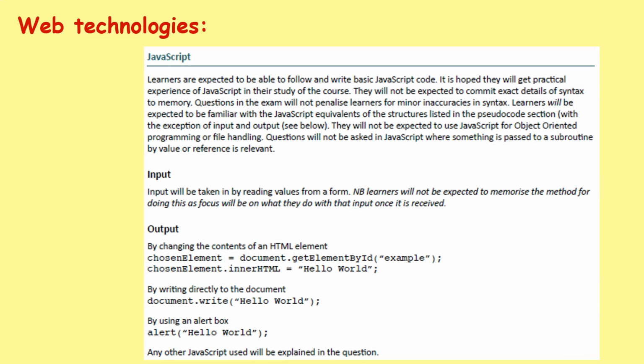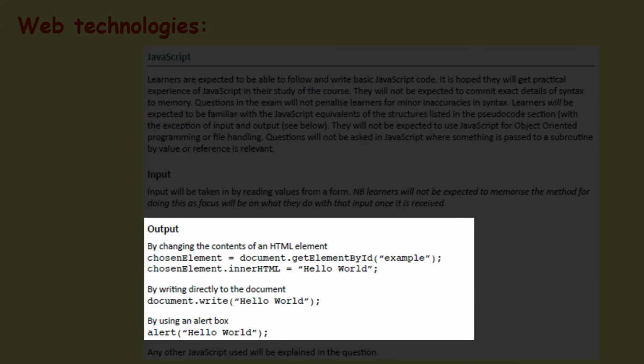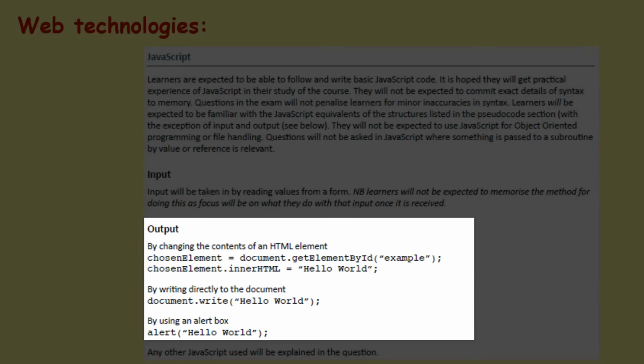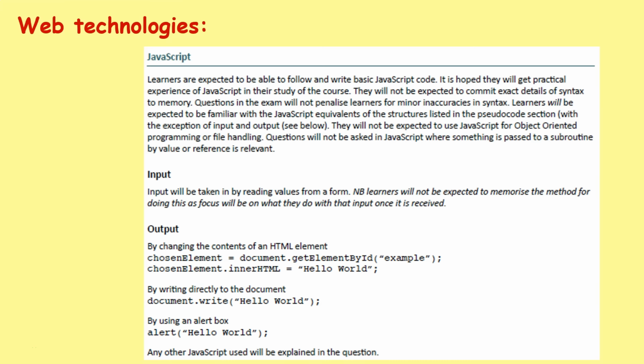You need to be able to read some basic JavaScript, but if you've done any programming at all, JavaScript should be quite easy to follow. In terms of actually coding it, it's really about outputting something on screen. And you can see here there are three different ways of doing that. Any additional JavaScript will be explained in the question itself.